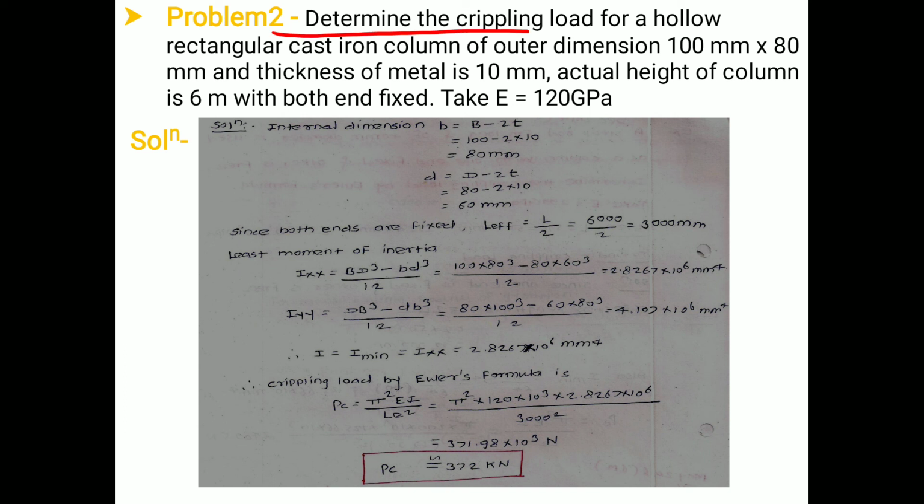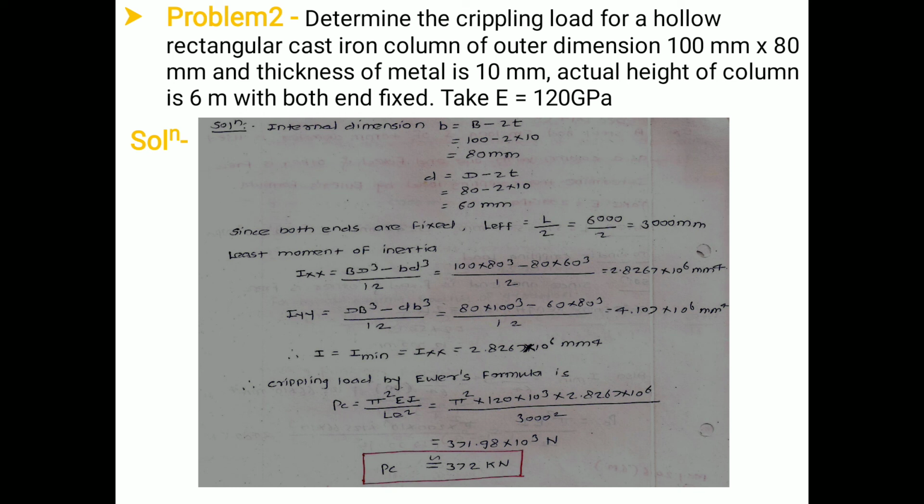Determine the crippling load for a hollow rectangular cast iron column of outer dimension 100 mm by 80 mm and the thickness of metal is 10 mm. Actual height of the column is 6 meter with both ends fixed. Take E is equal to 120 GPa.